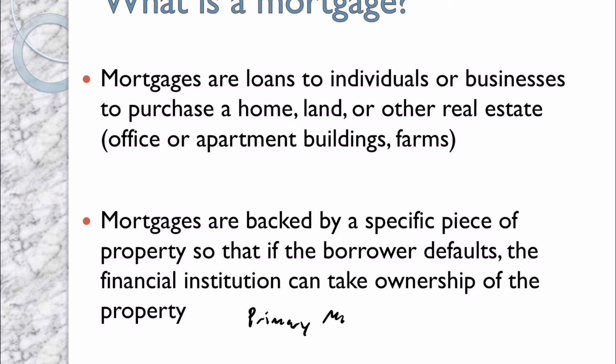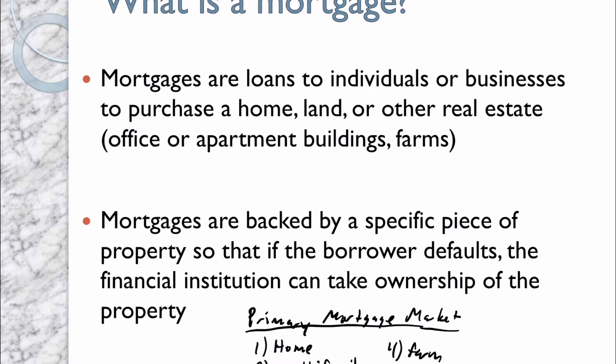We have a primary mortgage market. So once again, we're talking about the mortgage market, primary just being the initial offering of the mortgages. The first category would be a home mortgage, a 1 to 4 person family dwelling. Second category would be multifamily. So multifamily would be apartment complexes, for example. The third category would be commercial mortgages being your office buildings. And then 4 would be farming, so land for farming. So these are the 4 basic categories of your primary mortgage market.